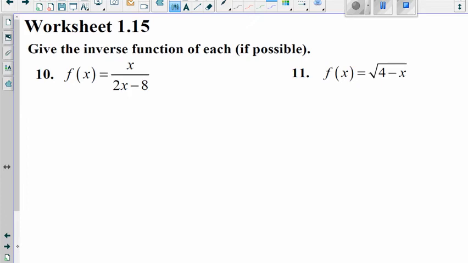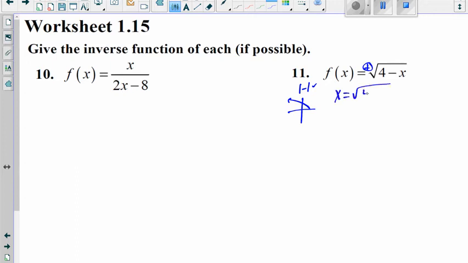All right, numbers 10 and 11, give the inverse if possible. 11 is a little bit quicker on this one. I'm going to do that one first. Similar to what we did, it's a square root. So is this 1 to 1? It is. We should know square roots are. This one just goes to the left. It goes like that. So that's our square root. It's the top part of the parabola, a positive square root. Think about that for later.